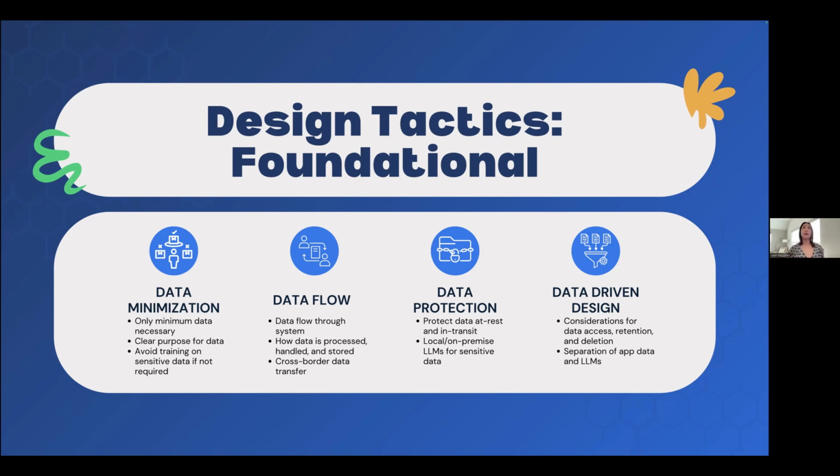For data flow, it's really about understanding how the data flows through your entire system. Who's handling it? How is it handled? How is data transformed throughout? And also, is it crossing state and country borders? Because as it moves globally, there are different laws, as I mentioned earlier, that do impact that. You want to protect data at rest and in transit. You want to implement measures from the earliest stages of development. And maybe even consider having LLMs locally or on-prem for sensitive data, if it doesn't need to be stored on the cloud.